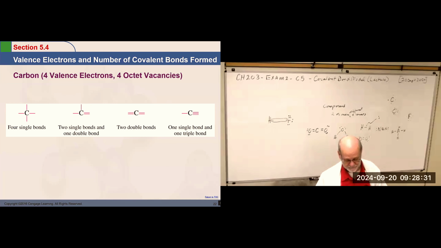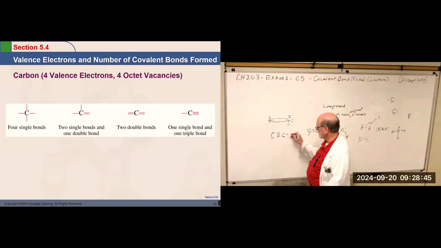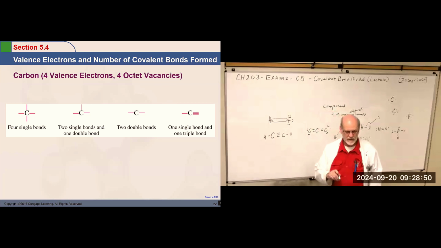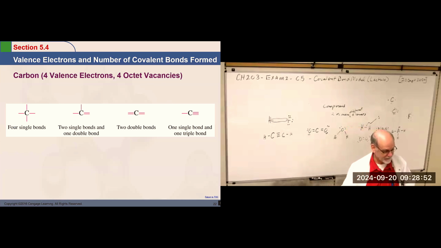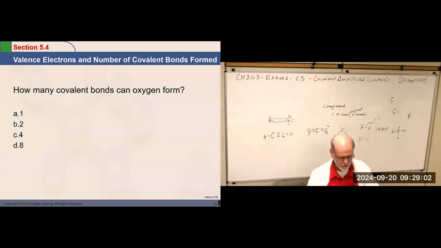There's a possibility. So if we did this, we got room for another bond over here. You got room for one over here. Now you got acetylene, C2H2. And every welder knows that one. So how many covalent bonds can oxygen form? 2.